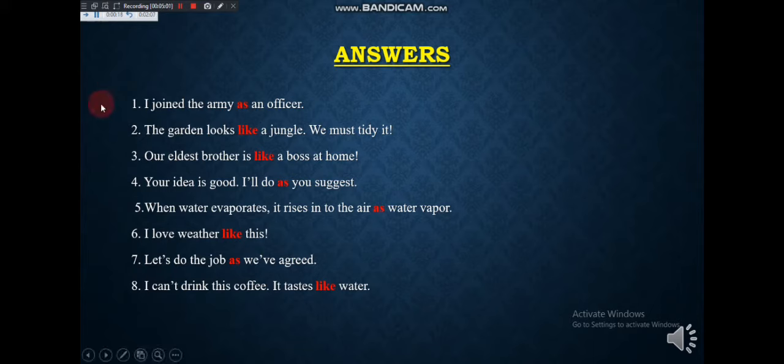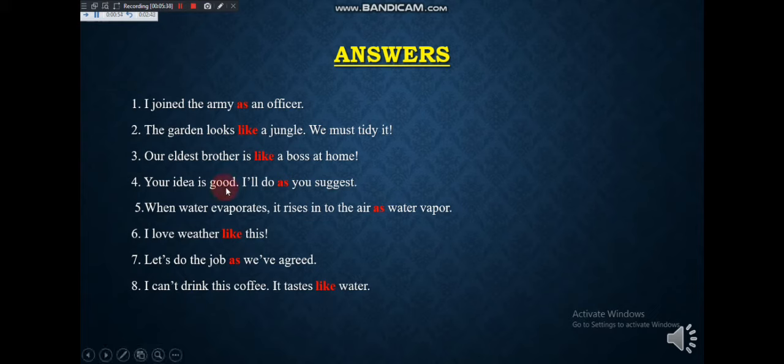Number 2. The garden looks like a jungle. We must tidy it. Here like expresses similarity. So the garden resembles a jungle. Looks like itself is an expression which means resemble. Number 3. Our eldest brother is like a boss at home. That means he's not actually the boss. He acts like one. He acts like a boss.